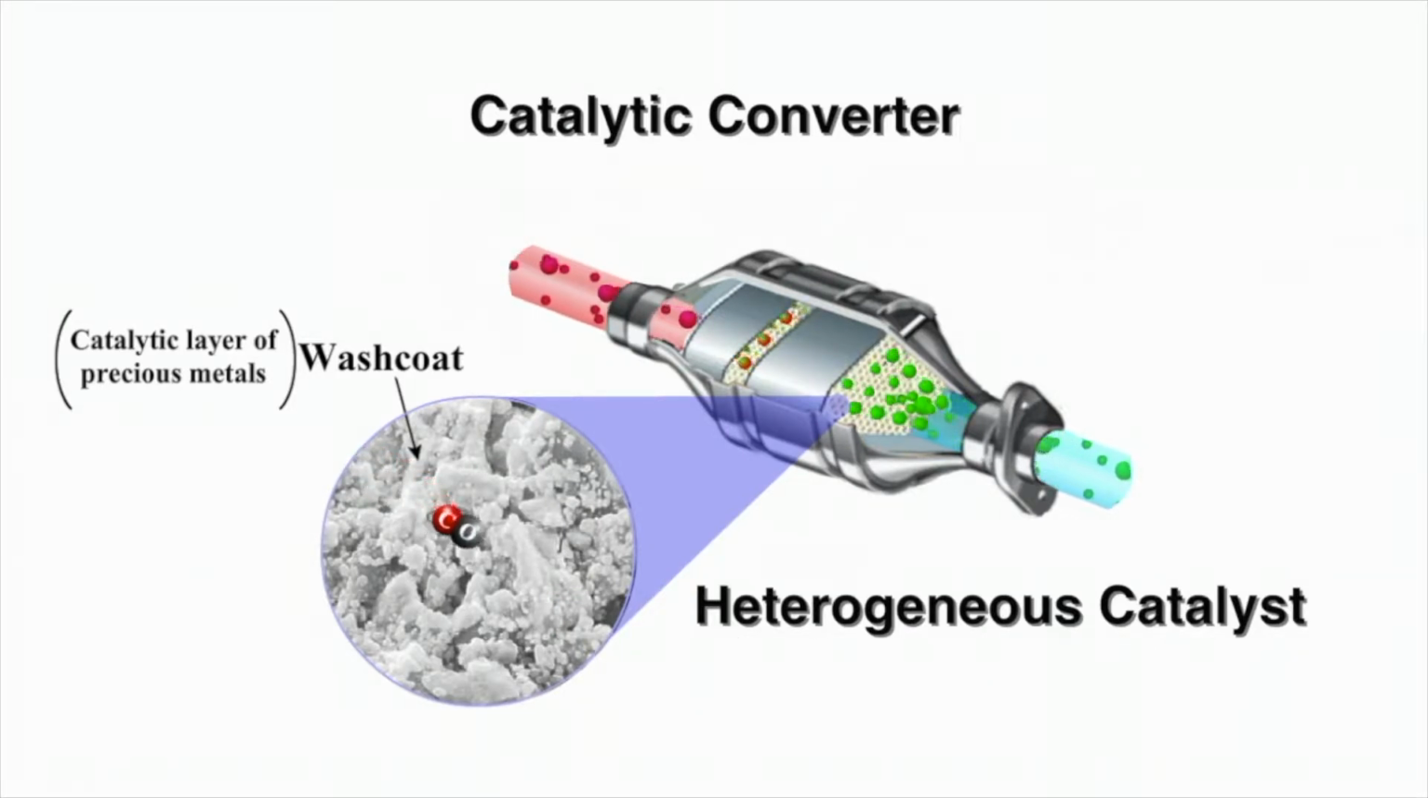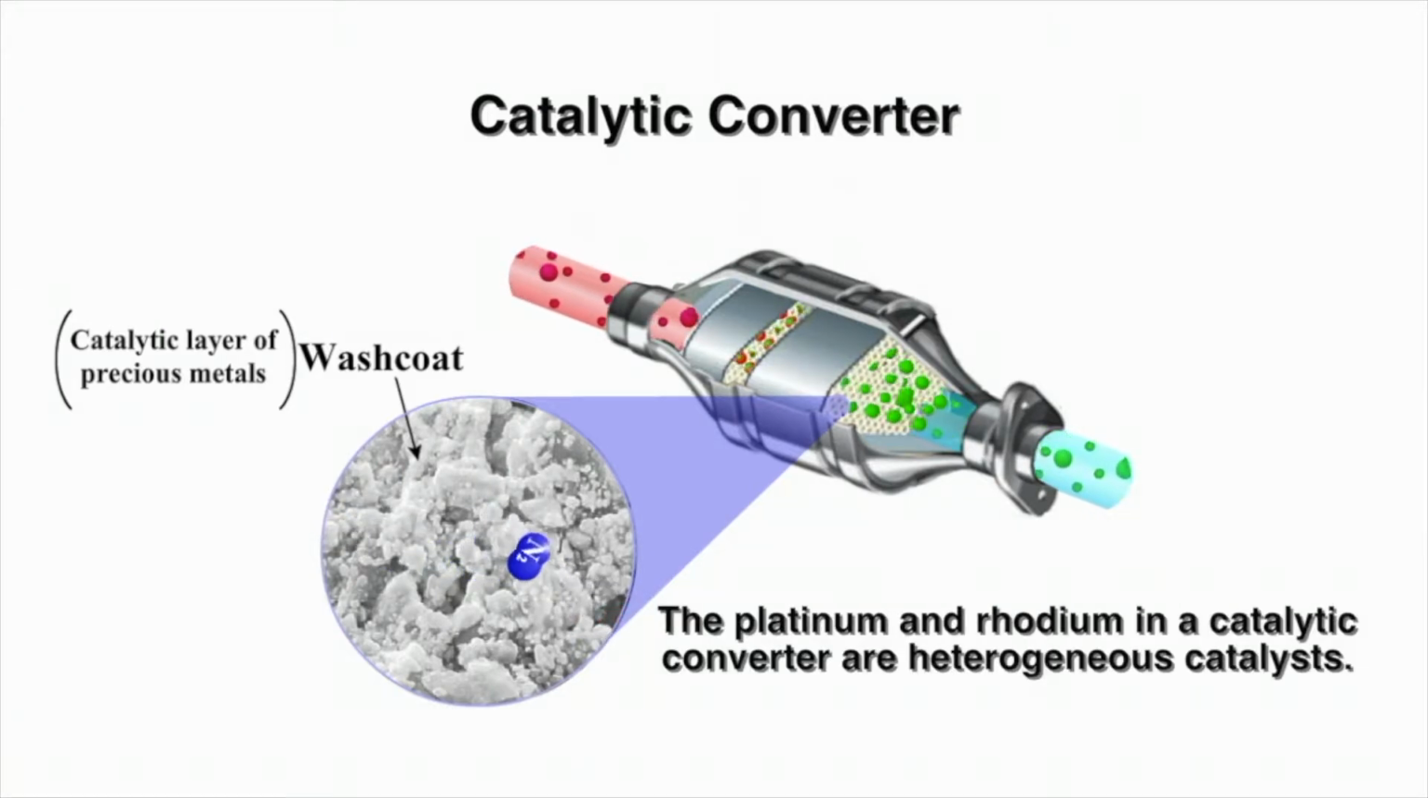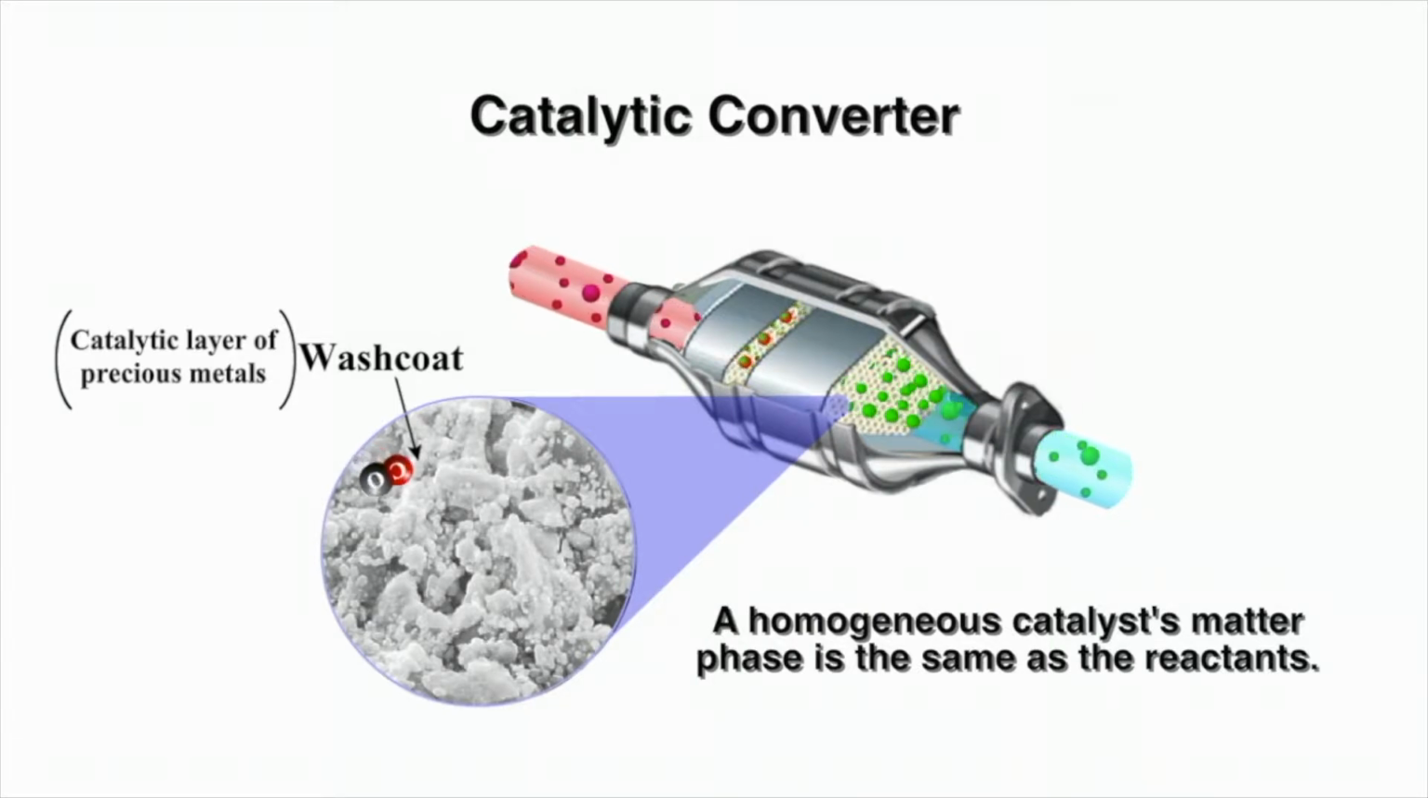A heterogeneous catalyst's phase of matter is different from the reactants. The platinum and rhodium in a catalytic converter are heterogeneous catalysts. They are solids, while the reactants in the car exhaust are gaseous. A homogeneous catalyst's phase of matter is the same as the reactants.